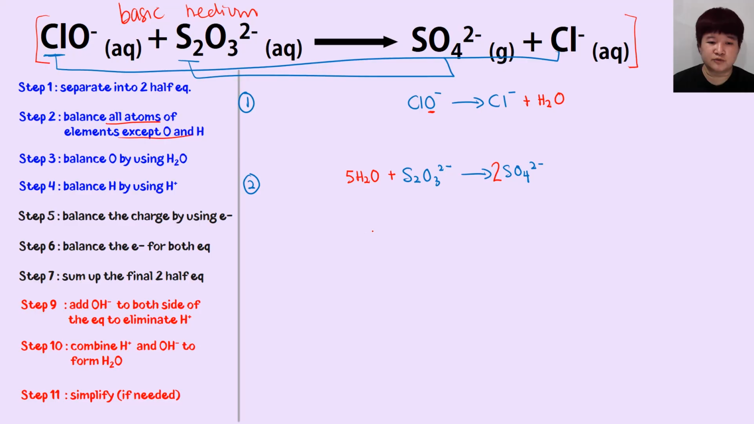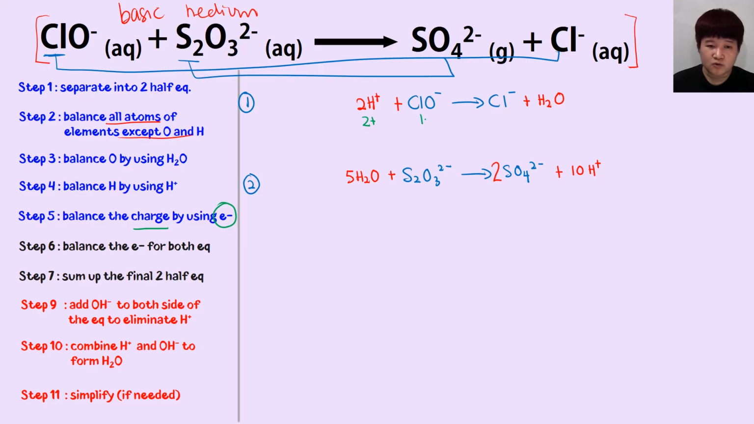Step 4, we are going to balance the hydrogen using H+. For the first half equation, ClO minus, no hydrogen. Cl minus, no hydrogen. H2, 2 hydrogen. So your reactant is not enough with 2 H+. On the second half equation, I have 10 hydrogen on the reactant and I have no hydrogen on the product. So 10 H+ ions. Next step, we are going to balance the charge by using electrons. So make sure you work out this step very carefully. 2 H+, 2 positive.